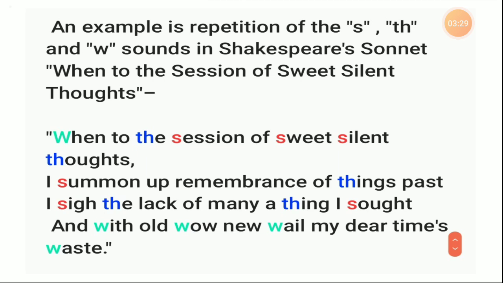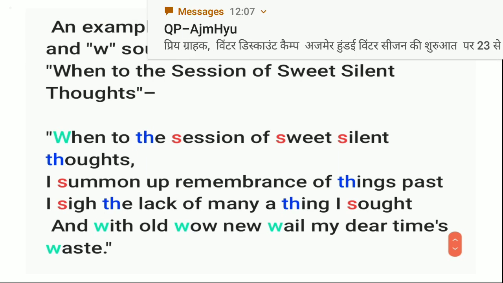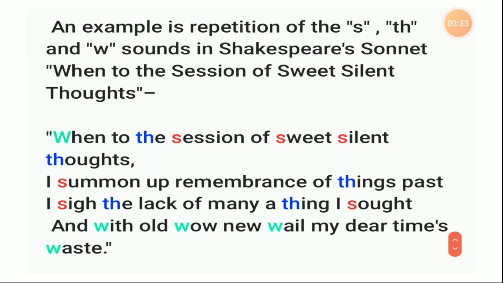I summon up remembrance of things past. I sigh the lack of many a thing I sought, and with old woes new wail my dear time's waste. See, W is repeated 1, 2, 3, 4, 5 times.